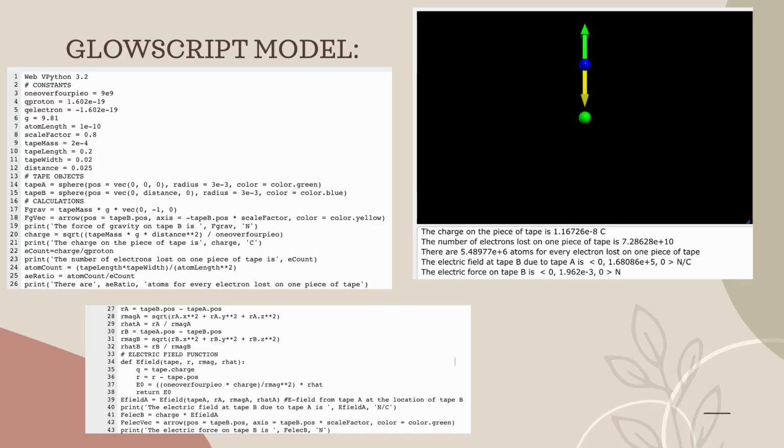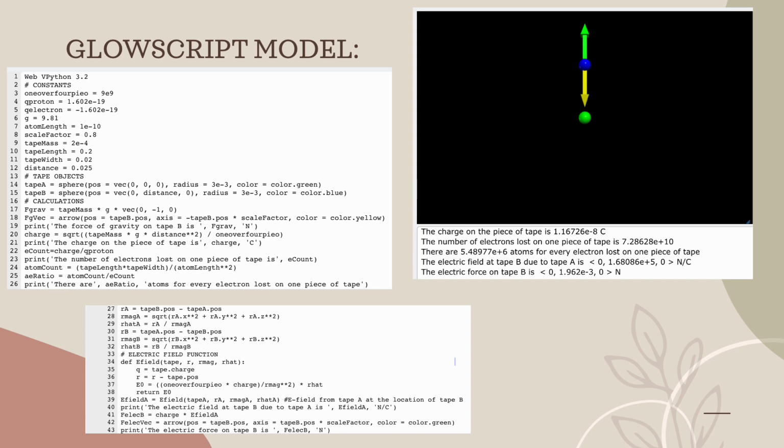Then we went over to GlowScript and coded a little computational model of this situation. So similar to the force body diagram in the last slide, you can see over on the right what that would look like from our code. So we have the little blue ball, which is representing the tape, and then the force up and the force down, showing you the electric force and the gravitational force. And then you can also see the charge of the piece of tape, which we found to be 1.16 e to the negative 8, and then also the number of electrons lost, 7.2 times e to the 10th.